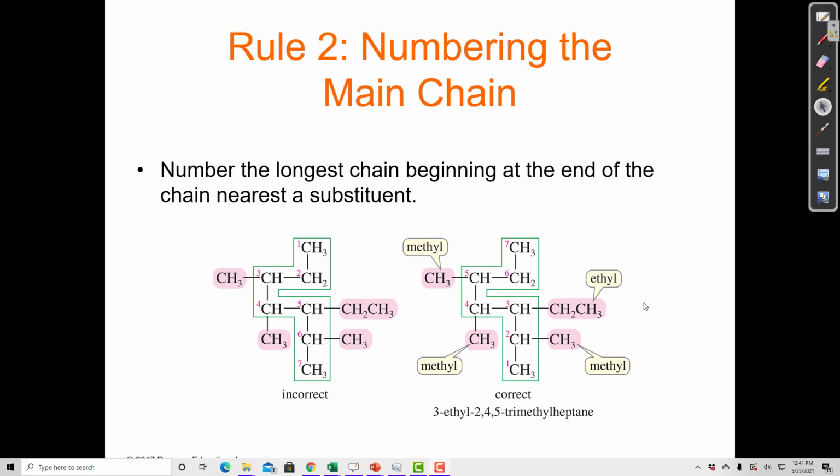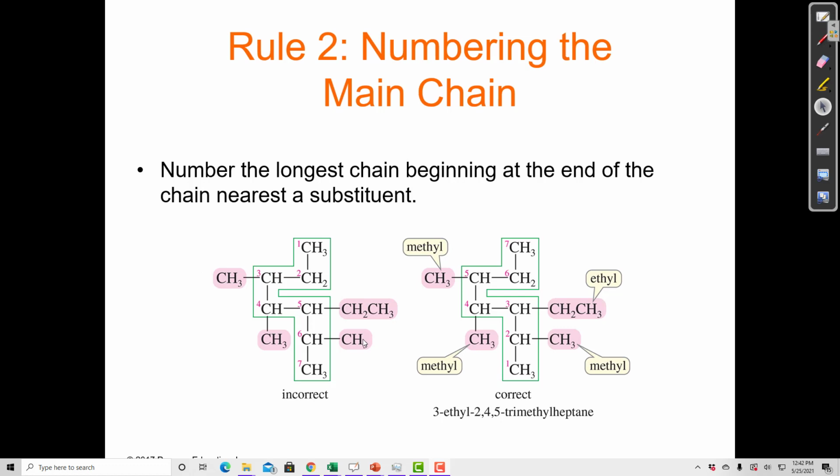So for example, in this image here, I found the longest chain. It goes 1, 2, 3, 4, 5, 6, 7. Now look, there's lots of other carbons. Let's make sure that's the longest chain. I could start here and go 1, 2, 3, 4. That's only a chain of 4 before it stops. 1, 2, 3, 4, 5, 6. That's pretty long, but that's only a chain of 6. So this doesn't seem like the right place to start.